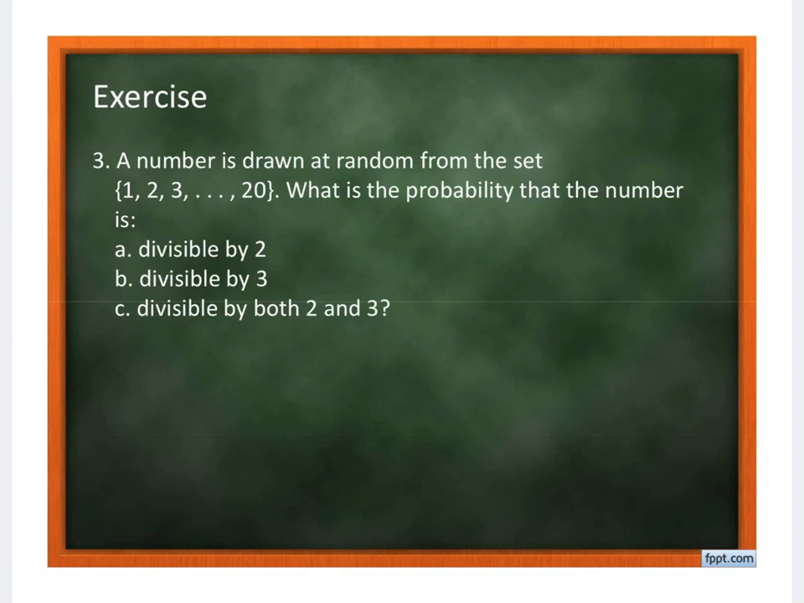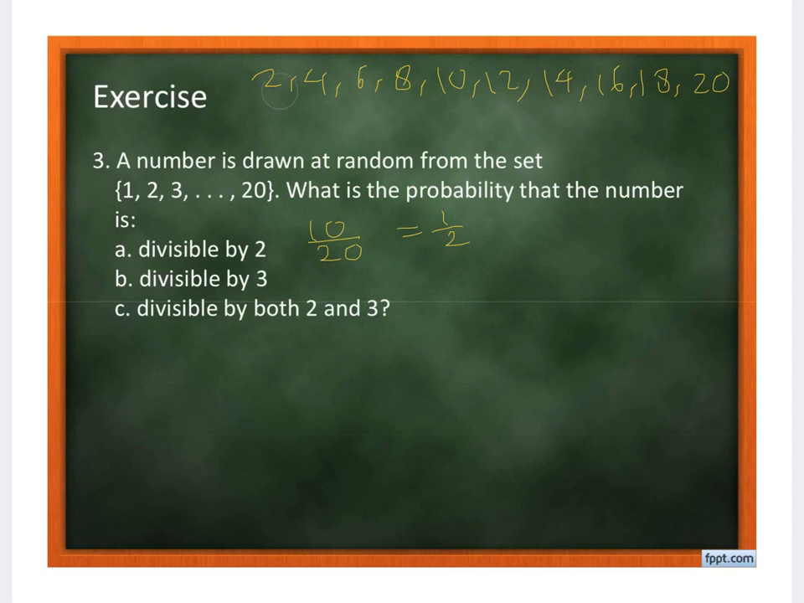A number is drawn at random from the set 1, 2, 3 up to 20. What is the probability that the number is divisible by 2? The numbers are 2, 4, 6, 8, 10, 12, 14, 16, 18, and 20. There are 10 numbers over sample space 20, so it's 1 over 2, 1/2.